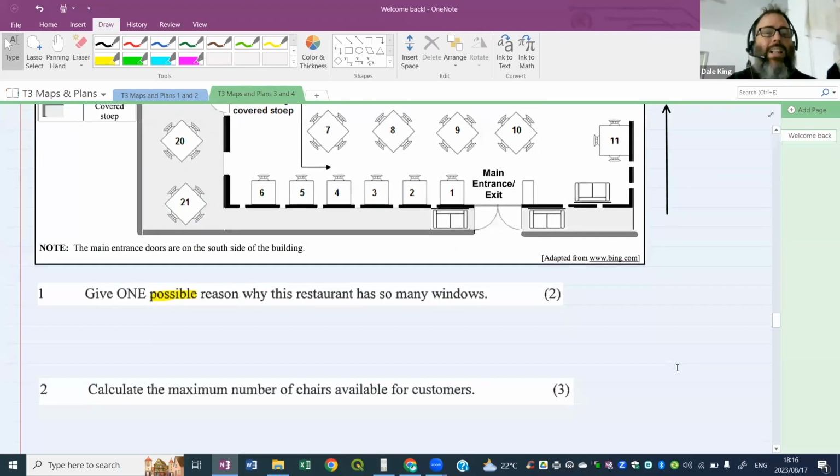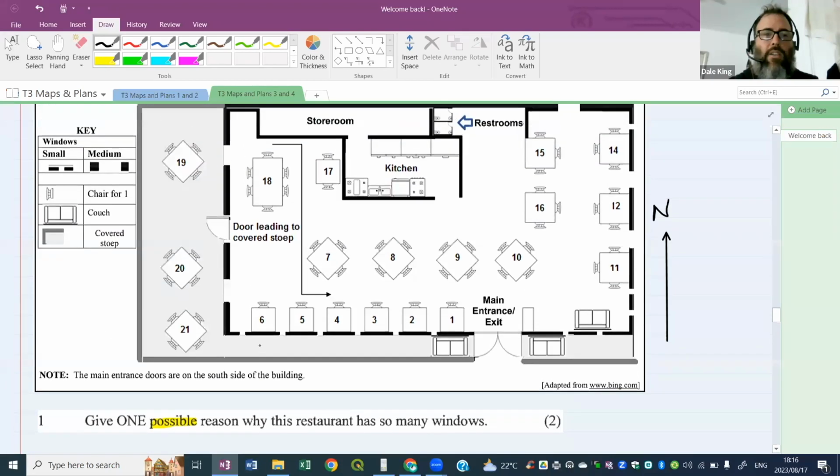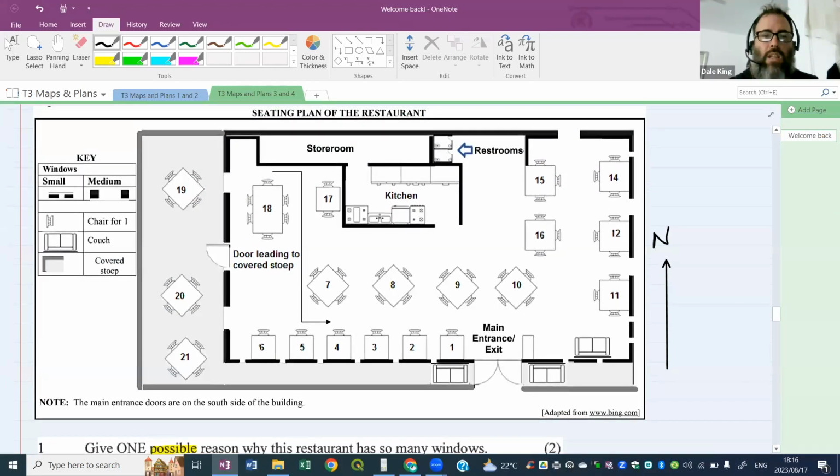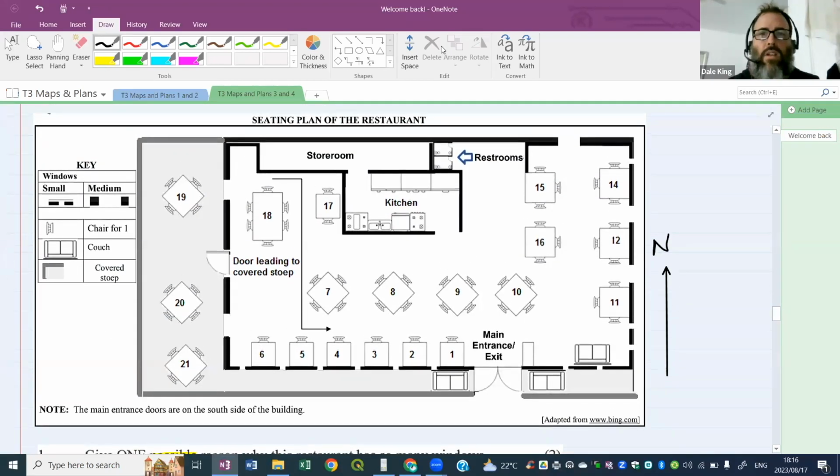Here we go. Calculate. All right, guys, this is different. Now when they say calculate, we got to get an answer, which is either going to be right or wrong. Calculate the maximum number of chairs available for customers. Yes, Tando, for fire protection.